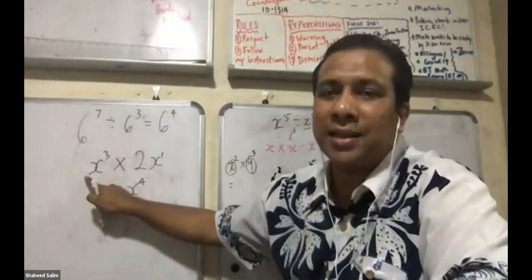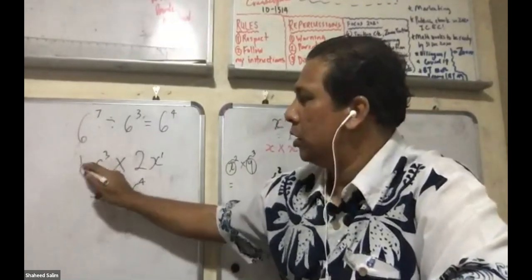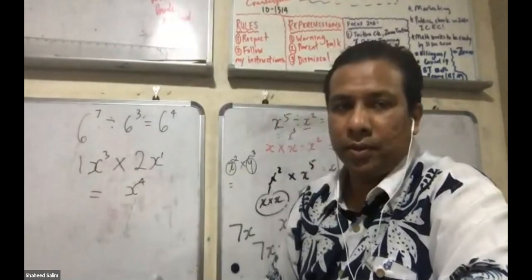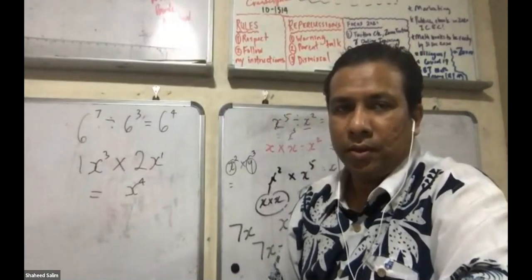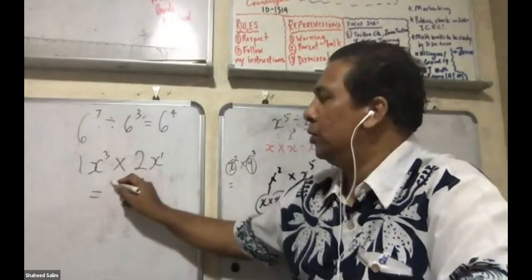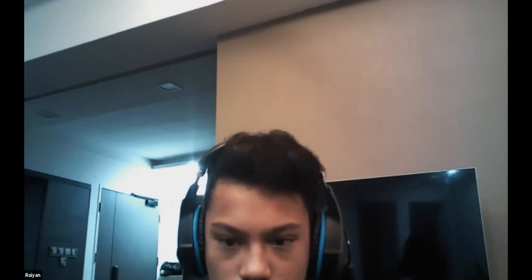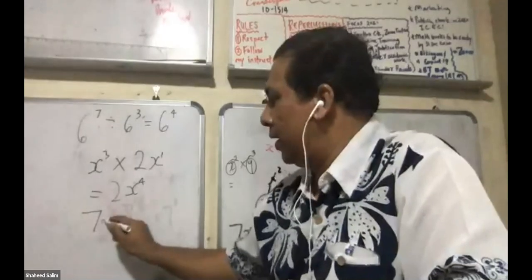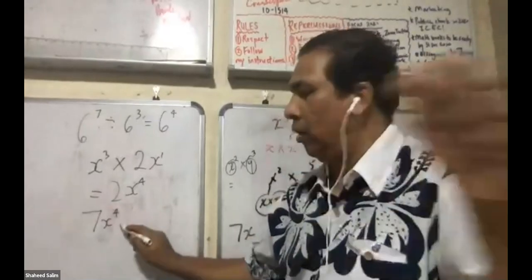Now down here there's a number, but we don't call it. X is actually 1x. So number times number? 1 times 2? 2. But normally we don't write this number.